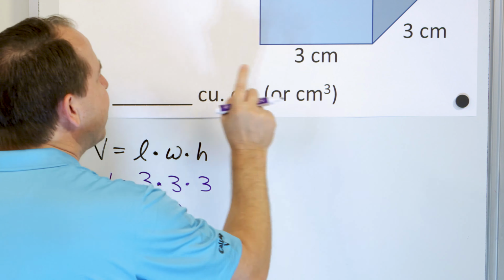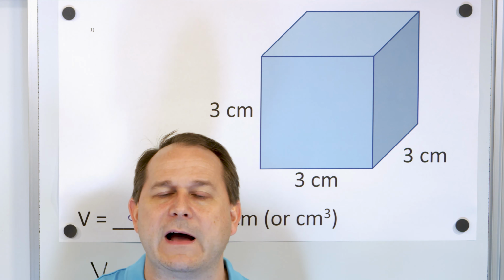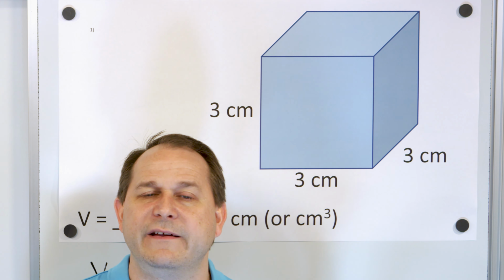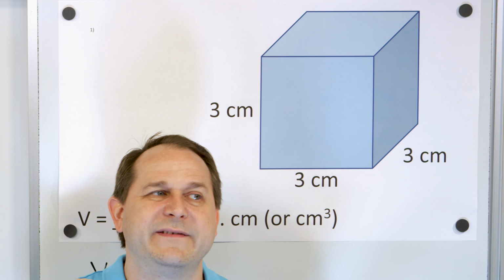And the reason we have that little 3 up there at the top is just reminding you that it's volume, because it was one dimension of length and one dimension of width and one dimension of height, and they were all multiplied together. So what we are having to deal with there is a unit of centimeters times centimeters times centimeters, which means centimeters cubed.